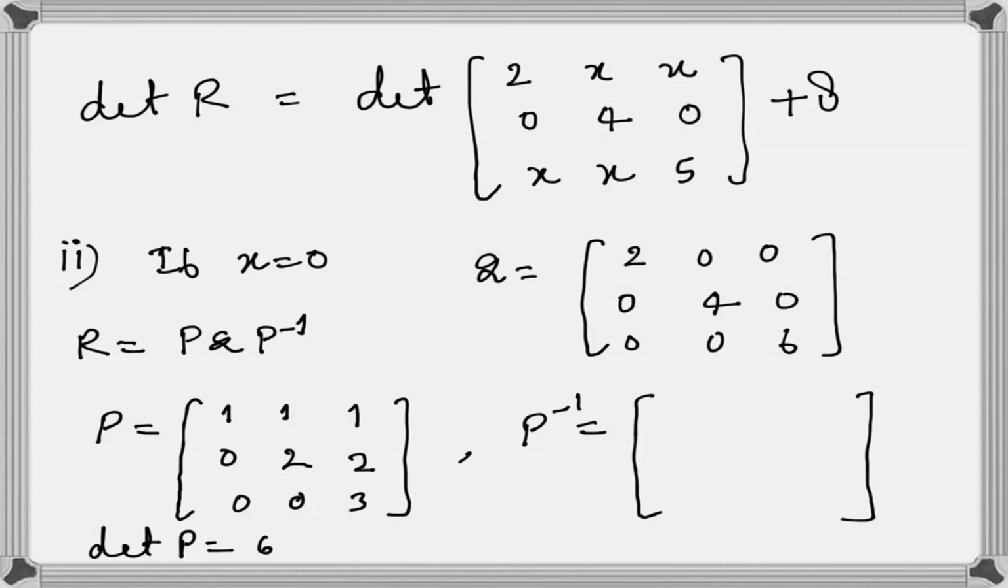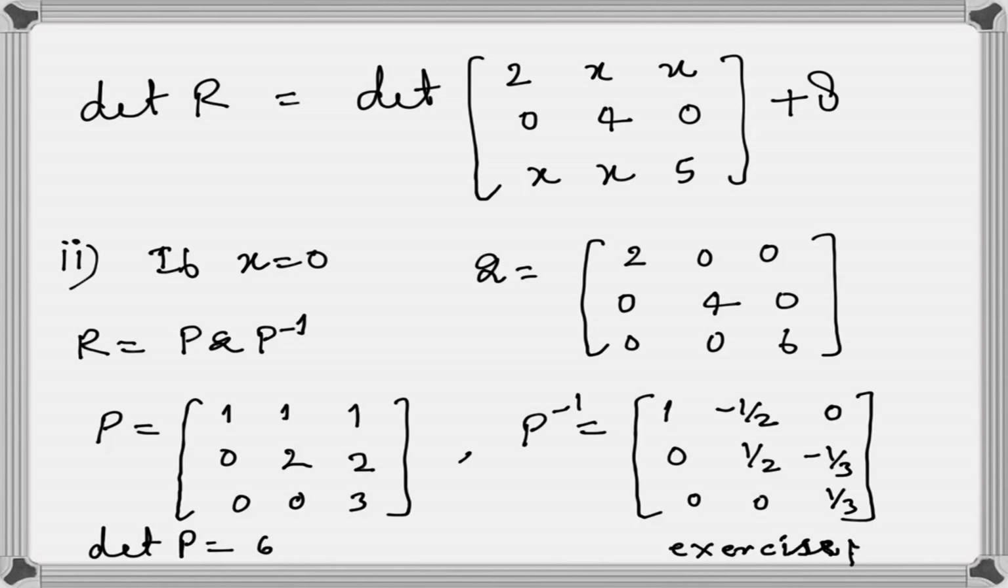So P inverse, I'll directly write it: 1, minus 1 by 2, 0; 0, 1 by 2, minus 1 by 3; 0, 0, 1 by 3. Yes, so this is P inverse. You can take this as an exercise. It's not very difficult.